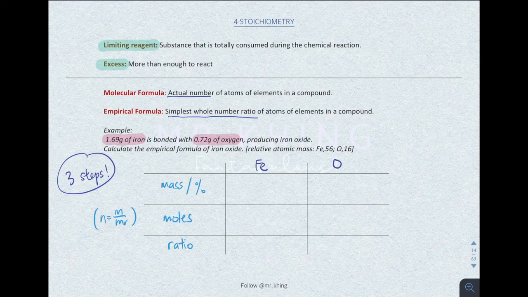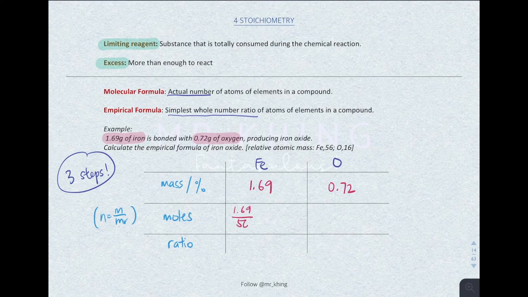See an example here. 1.69 grams of Fe, 0.72 grams of O. Then follow by looking for the moles, dividing by Mr. 1.69 divided by 56. For oxygen, 0.72 divided by 16. You get the moles. Then, how to look for the ratio from the moles? Always compare the numbers of moles that you obtain and pick the smallest value. So, in this case, 0.03 is the smaller value. Therefore, divide both moles by 0.03 to get the ratio. See, the ratio is 1 to 1.5.